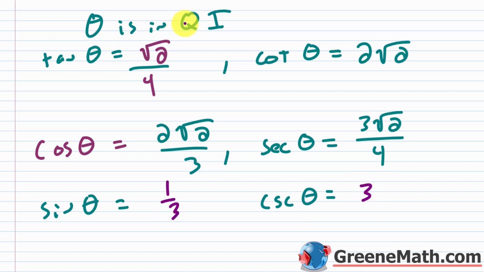So we found that theta was in quadrant 1. The tangent of theta is square root of 2 over 4. The cotangent of theta is 2 times square root of 2. The cosine of theta is 2 times square root of 2 over 3. The secant of theta is 3 times square root of 2 over 4. The sine of theta is 1/3. And the cosecant of theta is 3.